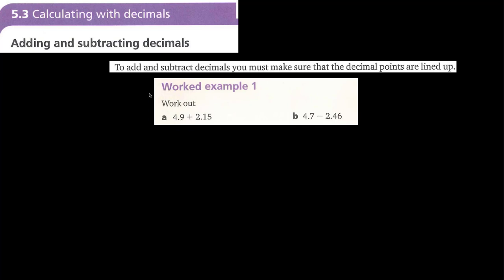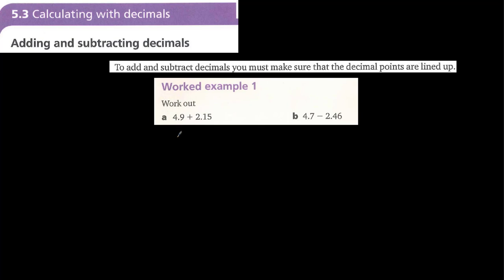Okay, we are starting firstly with addition and subtraction. It is very easy, you know it before, but for review we need to remember this one. To add and subtract decimals, you must make sure that the decimal points are lined up. That's the most important rule. So while we are adding decimals, we have to line them up. So we are going to write one below another, so we are going to write downward. That's the most important part.